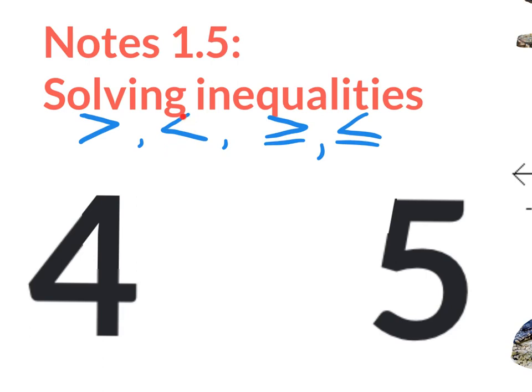Greater than. What's this one? Less than. This one? Greater than or equal to. That line down there means or equal to. So it could be greater than or it could be equal to. All right, and same thing, less than or equal to.